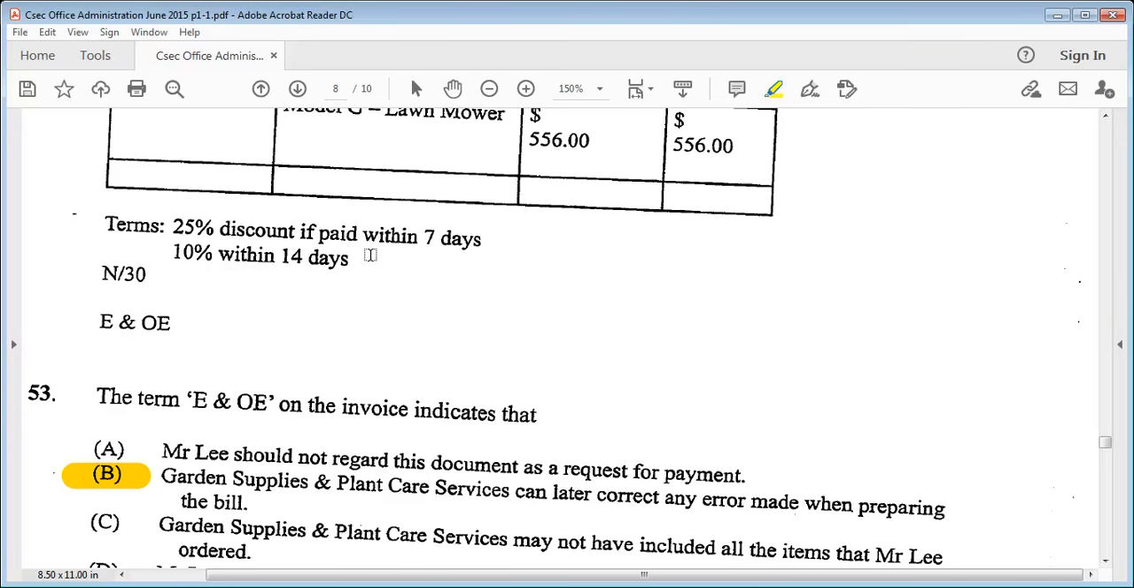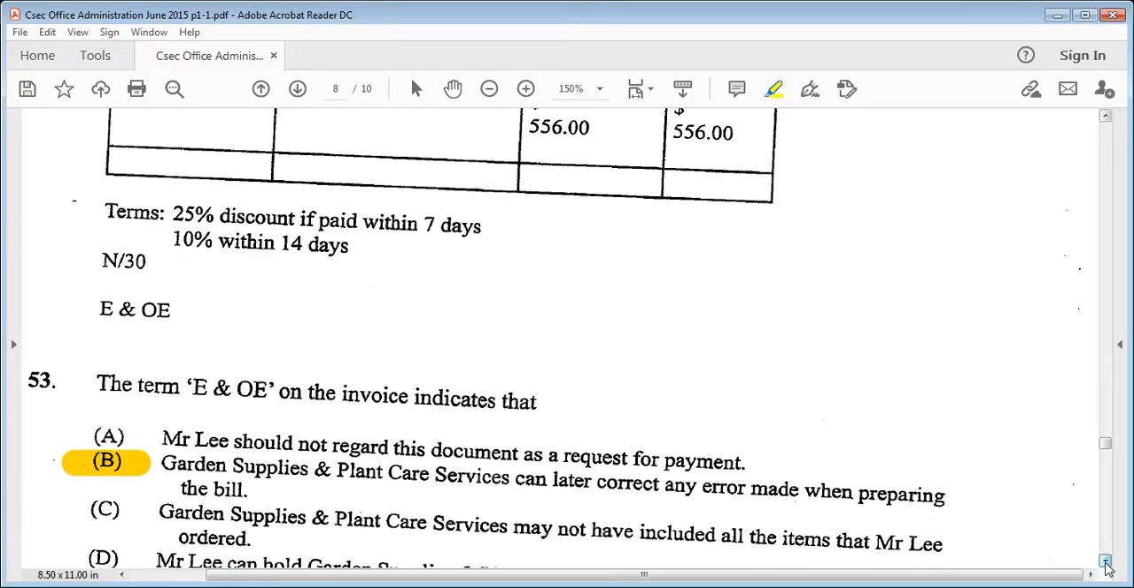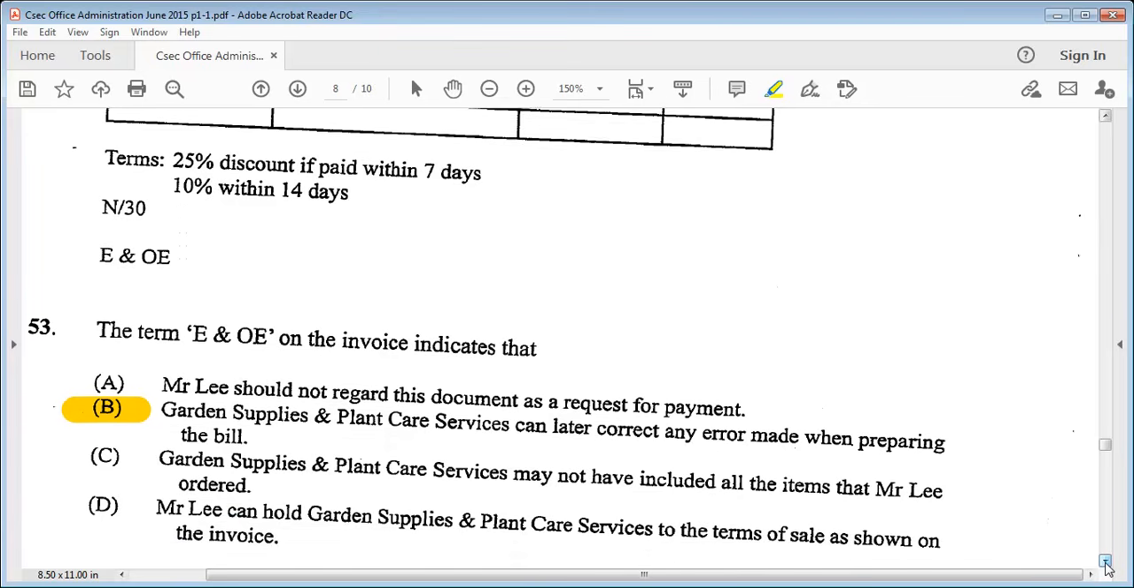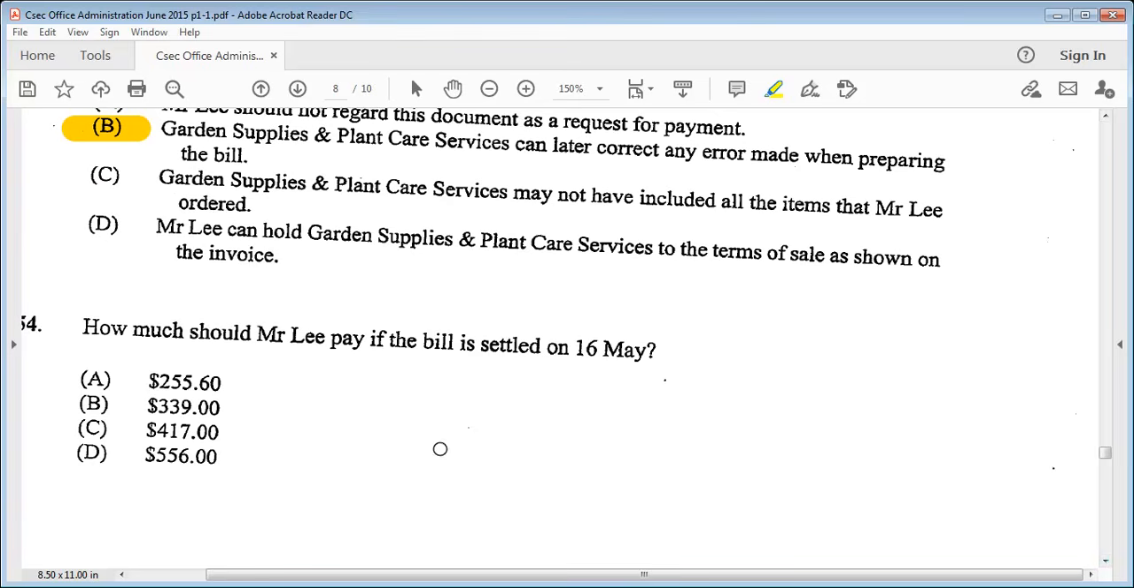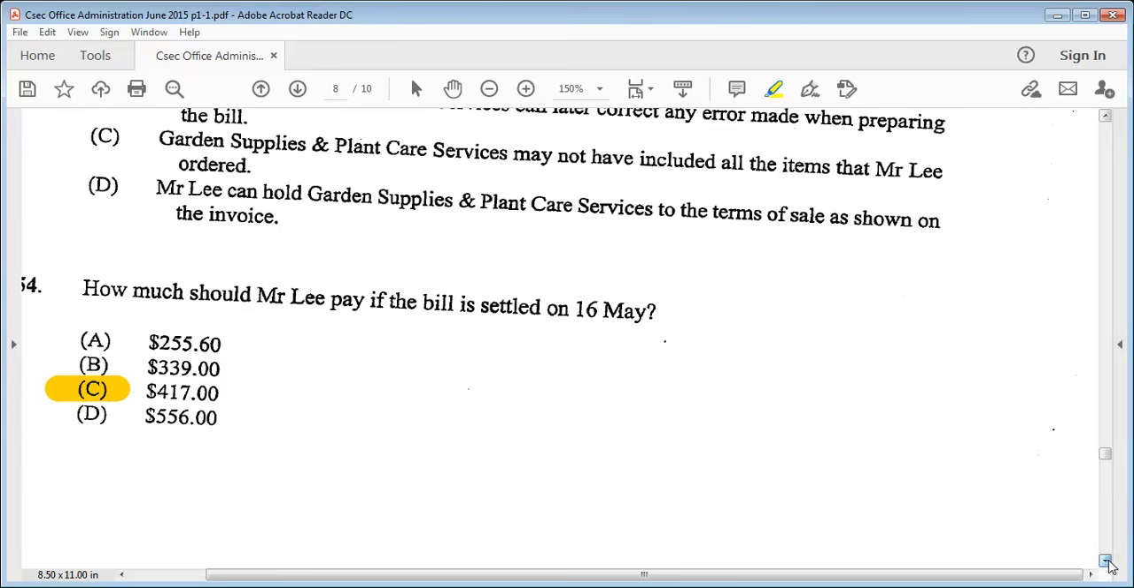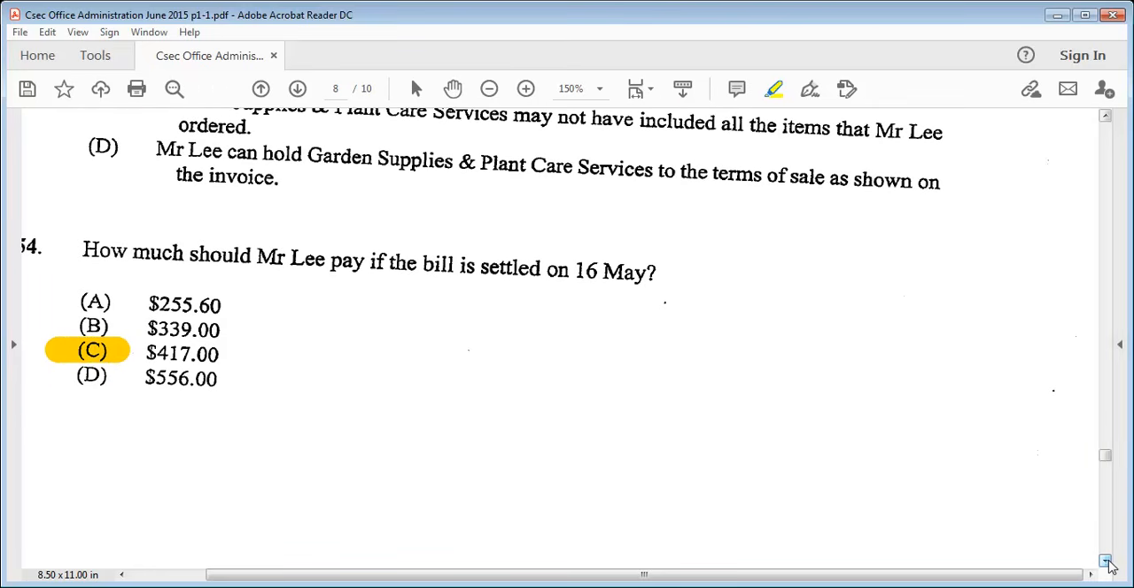And then what we would have to do now, we would have to subtract $139 from $556, which would give us $417. So that's the amount that Mr. Lee would pay. So our answer would be C, $417. Because he paid within 7 days.